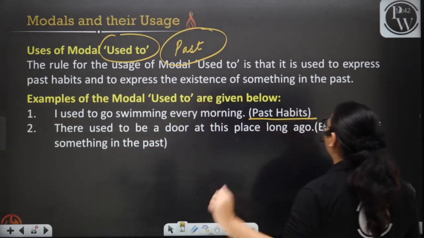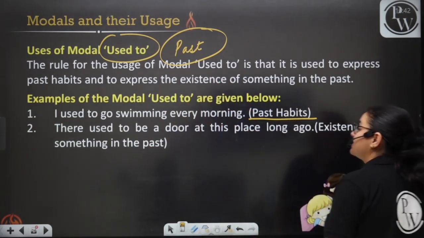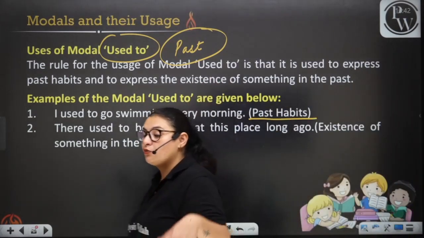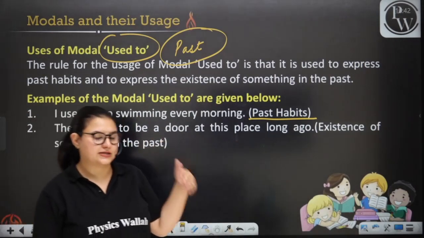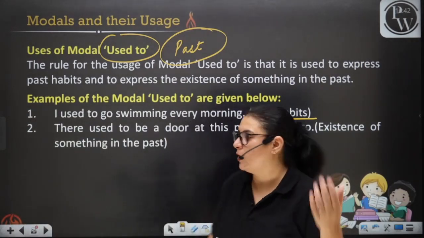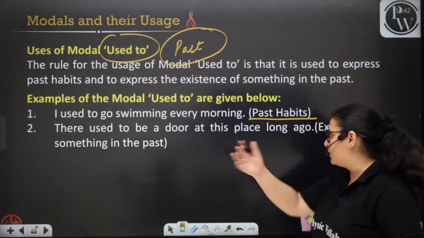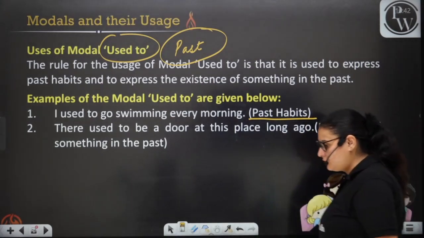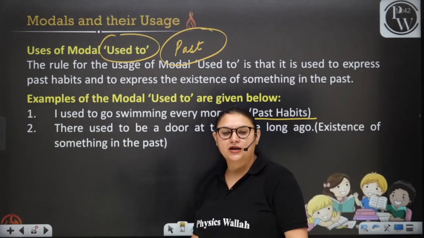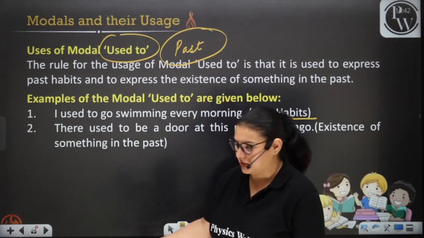There used to be a door at this place long ago. Existence of something in the past. When something existed in the past and you are talking about that there used to be a door somewhere. Okay, there used to be a door at this place. Okay, there used to be a mansion at this place. Okay, where has it been lost?